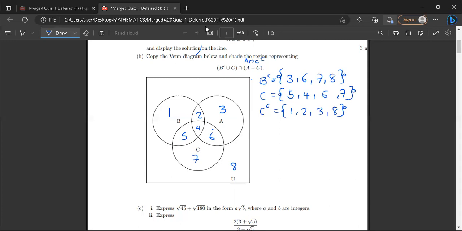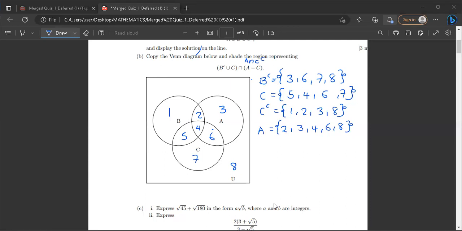Then the last one that we have is set A. Listing it, set A is just this, which is 2, 3, 4, 6, and 8. So now we can put down all these sets.